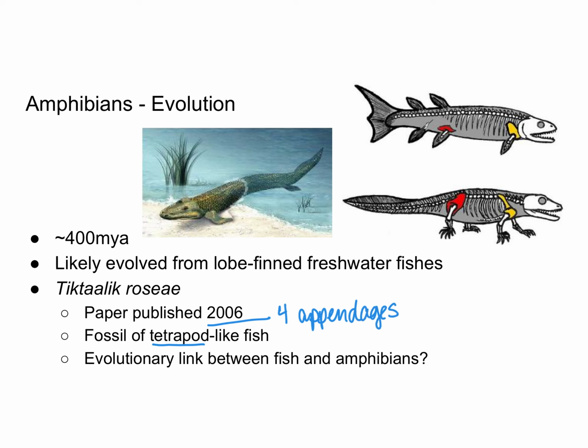And you can see that in this top picture here. You can see that the fins basically have little limb bones in them. So it's believed that this fossil or this species is likely one of many evolutionary links between fish and amphibians.